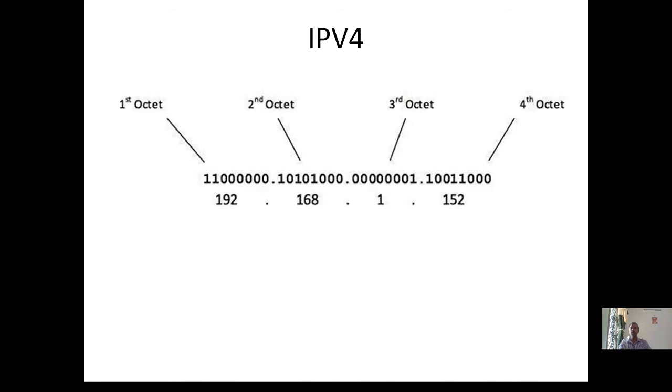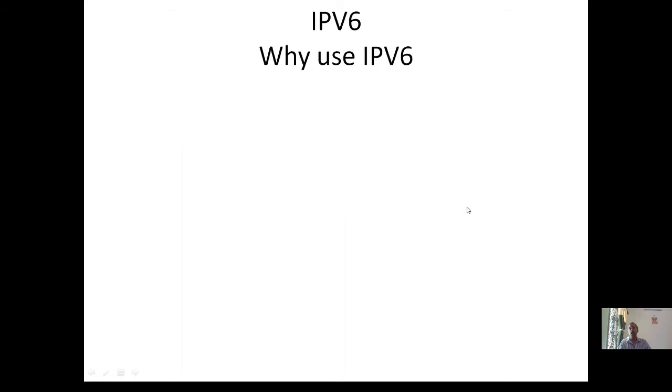I think you get the basic idea about IPv4. Another example: this is the first octet, 8 bits. This is the second octet. This is the third octet. This is the fourth octet. The octets are represented in decimal form. Then they form an address which is called an IPv4 address.